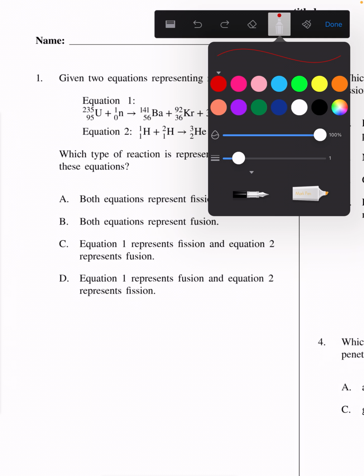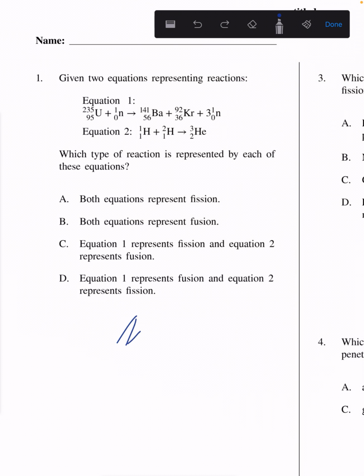Okay, now two equations are given. One of them is uranium bombarded with a neutron, and two elements, barium and krypton, are formed, and there are 3 neutrons produced. That is the first one. Initially we have one element and we form 2 elements. So this is the example for a fission reaction.